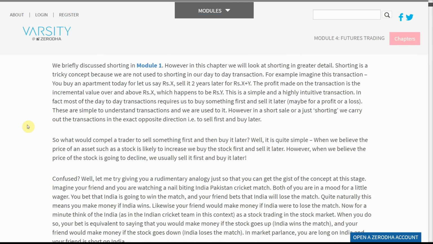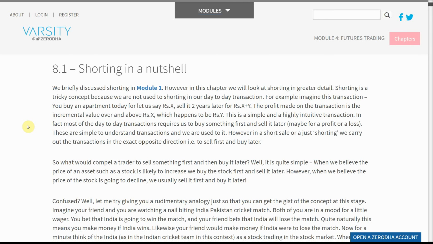For example, imagine this transaction. You buy an apartment today for, let us say, Rs X, and sell it 2 years later for Rs X plus Y. The profit made on the transaction is the incremental value over and above Rs X, which happens to be Rs Y. This is a simple and highly intuitive transaction. In fact, most day-to-day transactions require us to buy something first and sell it later, maybe for a profit or a loss. These are simple to understand transactions and we are used to it.